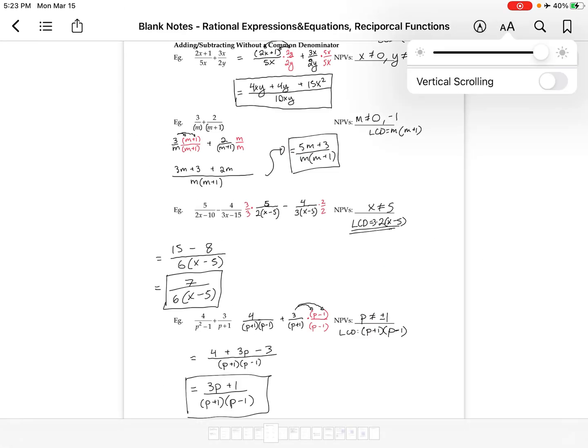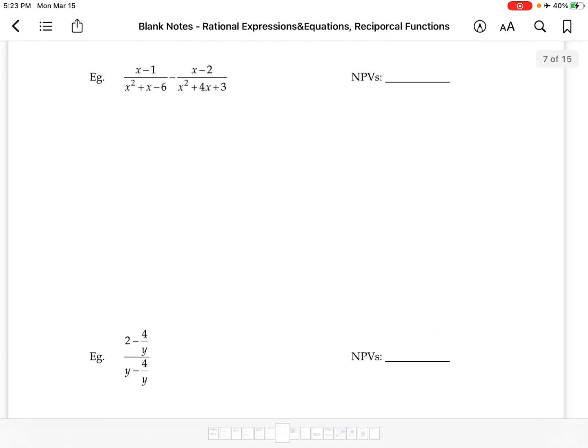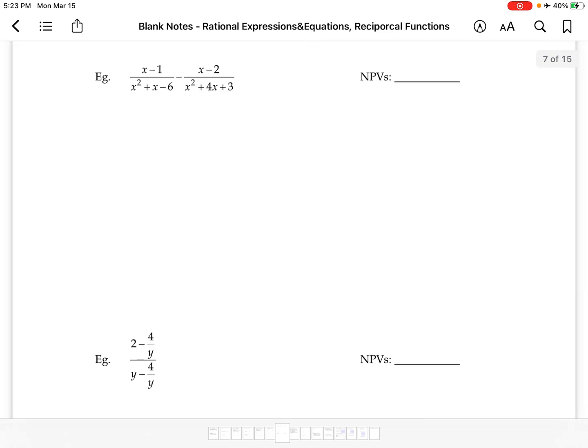All right. Let's see. Do we have more? I think we have one more page to do. Yeah, a couple more. So here we have more factoring to do. And we've got subtraction. Oh, this is going to be a fun one. Okay, let's do it.